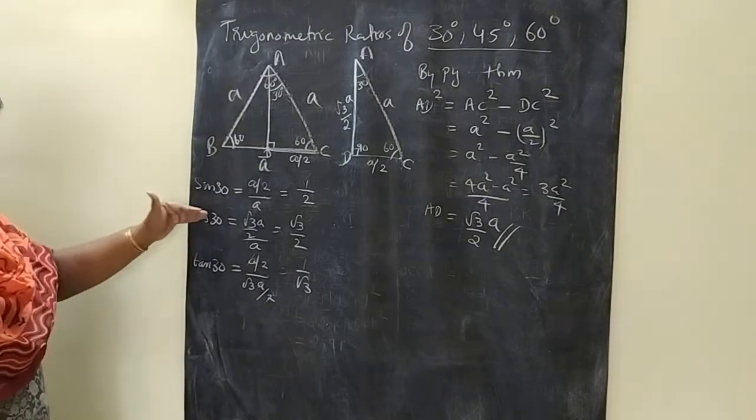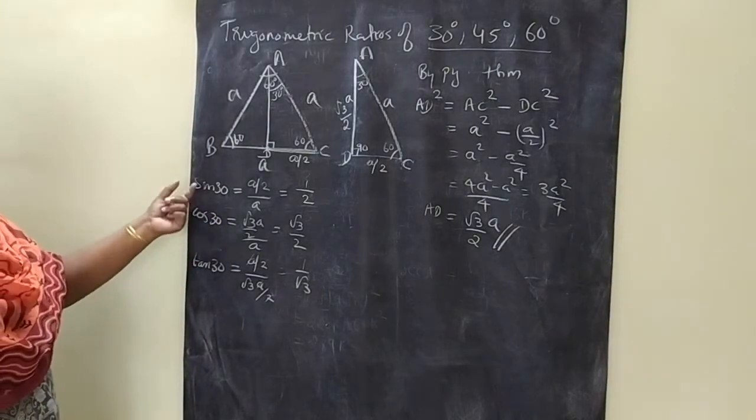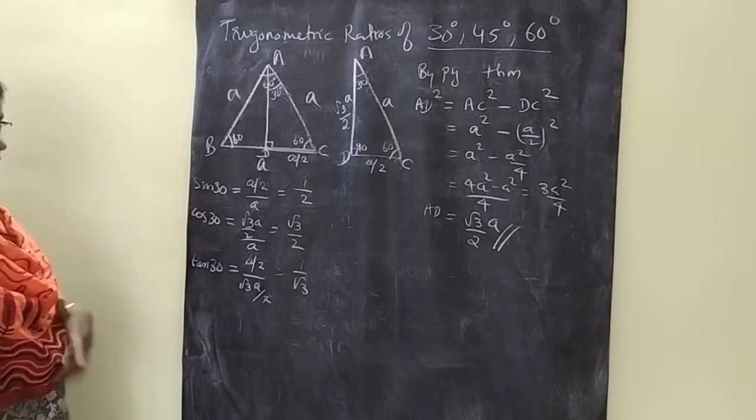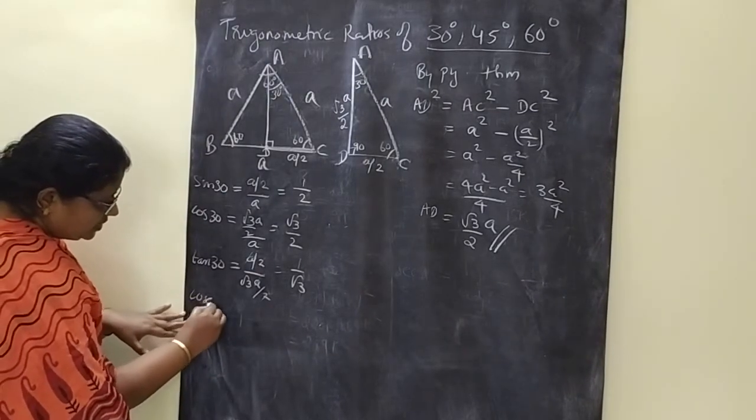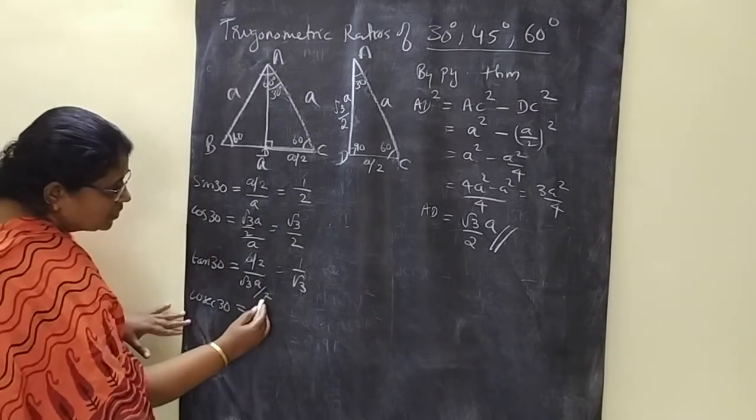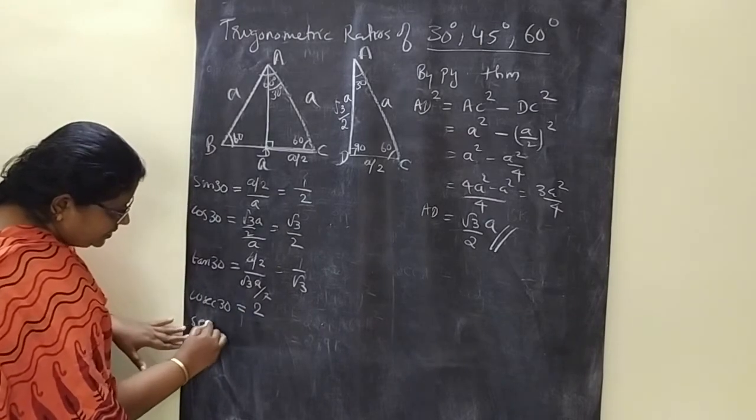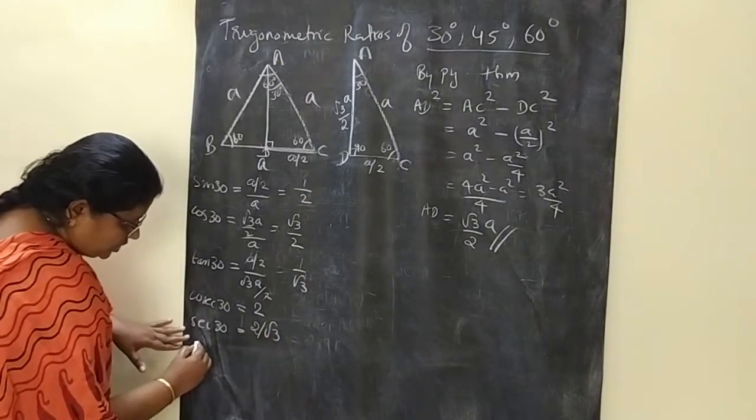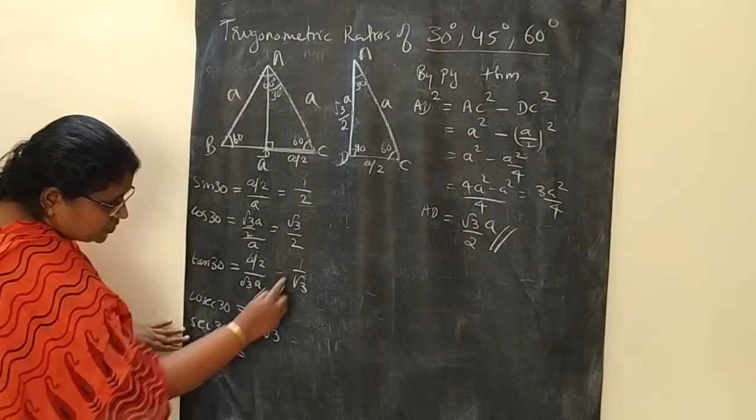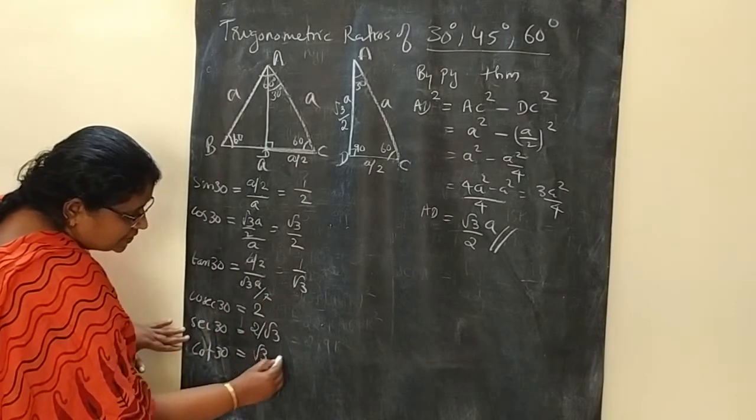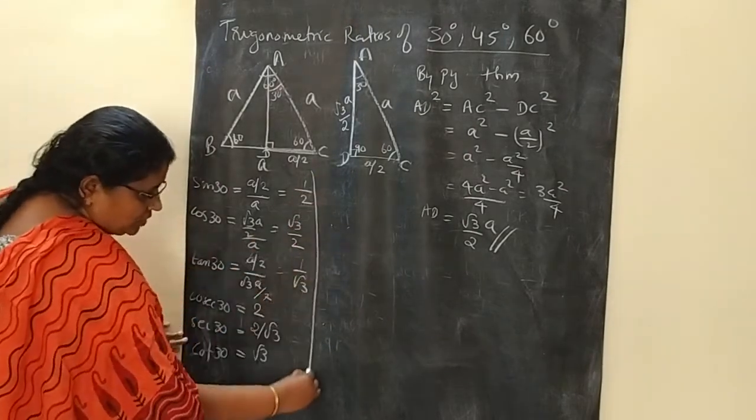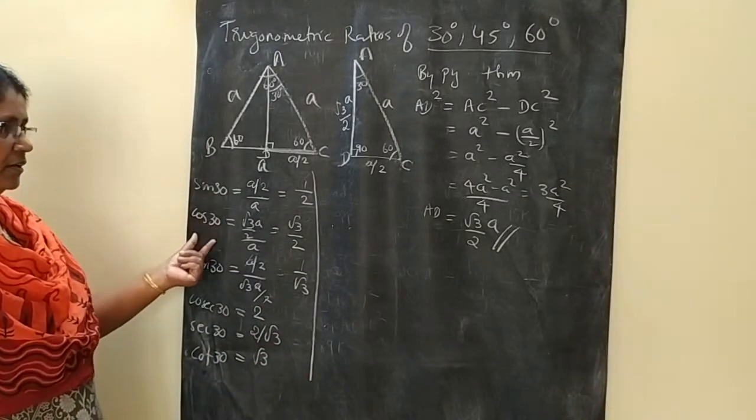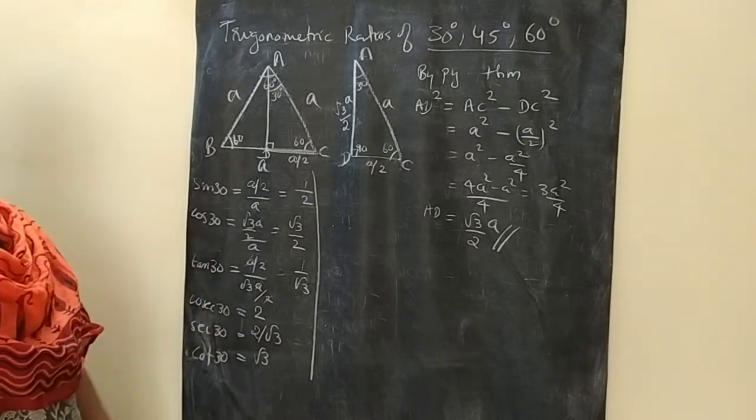Then after getting these 3, the remaining 3, that is cosec 30, sec 30 and cot 30, are reciprocals of these. So what do we get? Cosec 30 is the reciprocal of 1 by 2, which is 2. Sec 30 is the reciprocal of root 3 by 2, which is 2 by root 3. And cot 30 is the reciprocal of 1 by root 3, that is root 3. So these are the 6 trigonometric ratios with respect to angle 30. Learn all the values by heart.